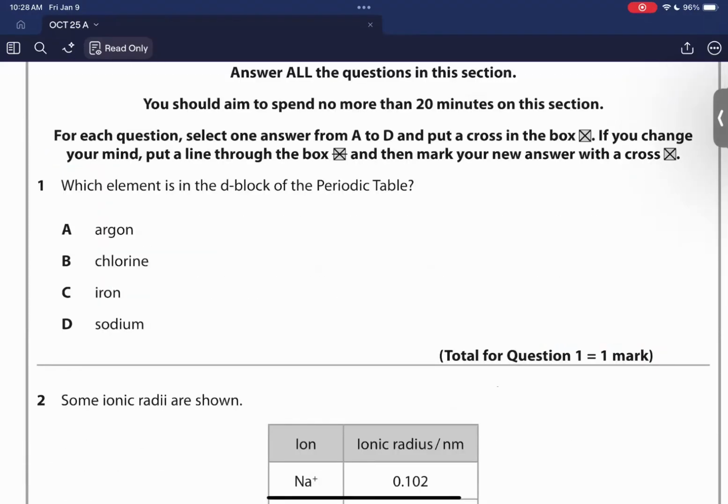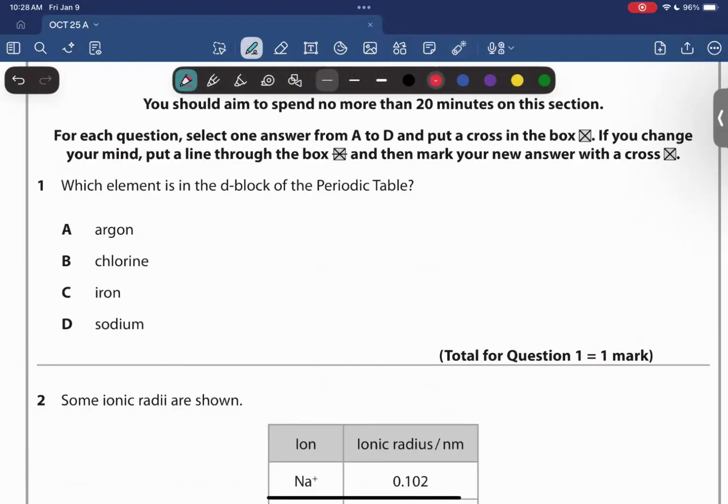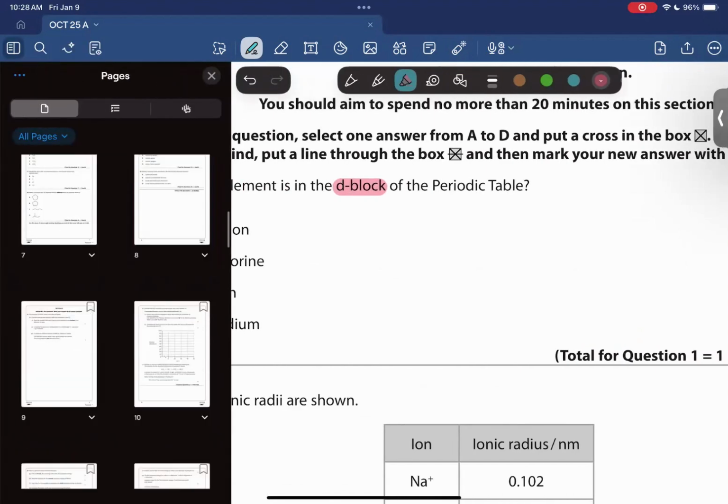So in the first question, it says which of the elements is in the D block of the periodic table. Now let's just go to the periodic table once.